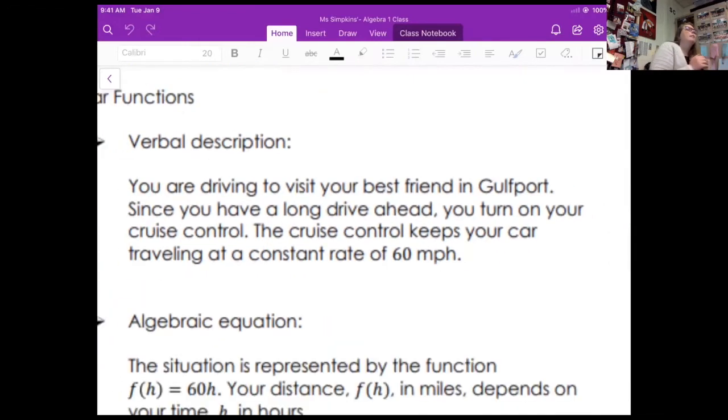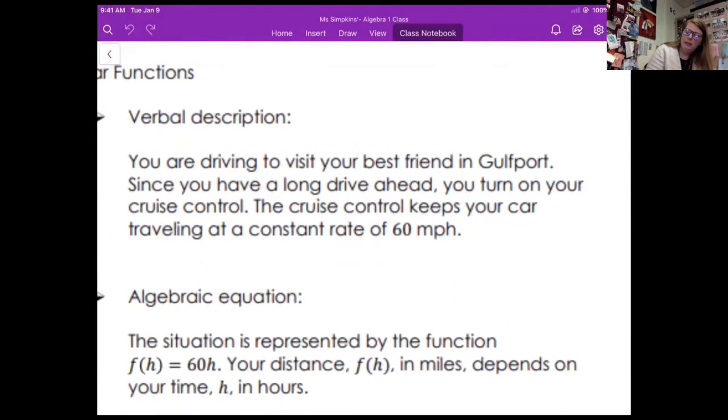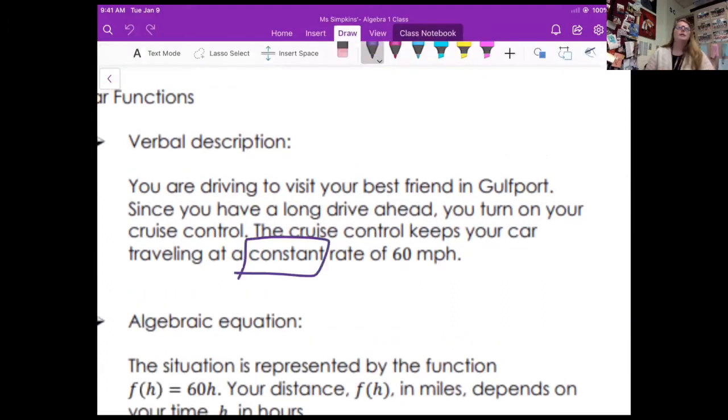Here's an example of a word problem that's linear. You are driving to visit your best friend in Gulfport. Since you have a long drive ahead, you turn on your cruise control. The cruise control keeps your car traveling at a constant rate of 60 miles per hour. The word in this that tells me it's going to be linear is constant.